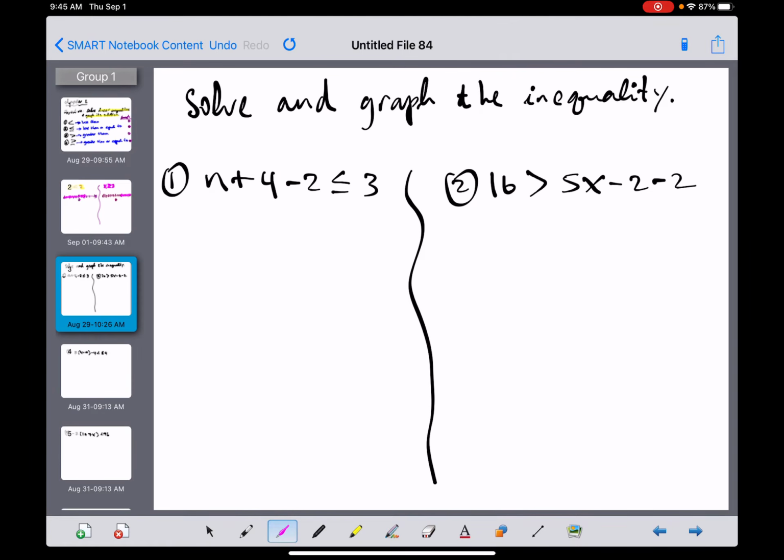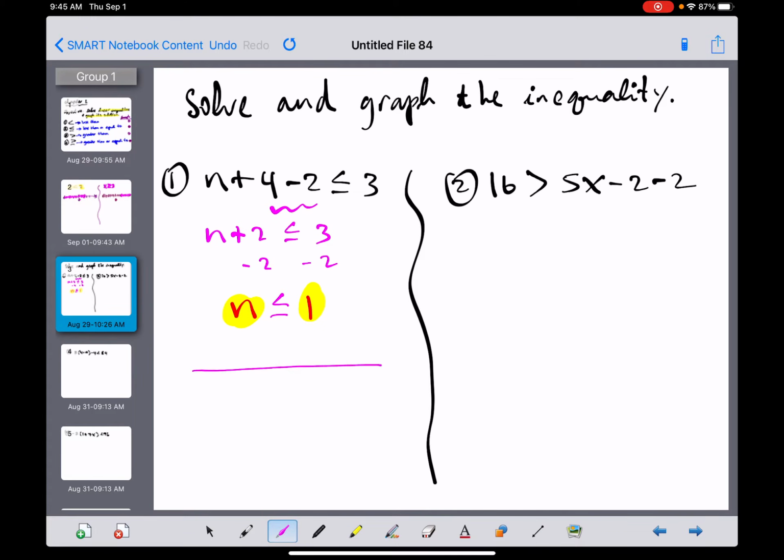So in number 1, I'm not giving you the answers like the previous one. Here you have to solve and then graph. So right here we combine like terms. So we have n plus 2 less than or equal to 3. Subtract 2 to the left and to the right, n is less than or equal to 1. Now when it comes to inequalities, the letter has to be on the left and the number has to be on the right. If it's not in that form, you have to make it into that form, okay? There will be cases where it's not, and then I'll show you how to do that as well.